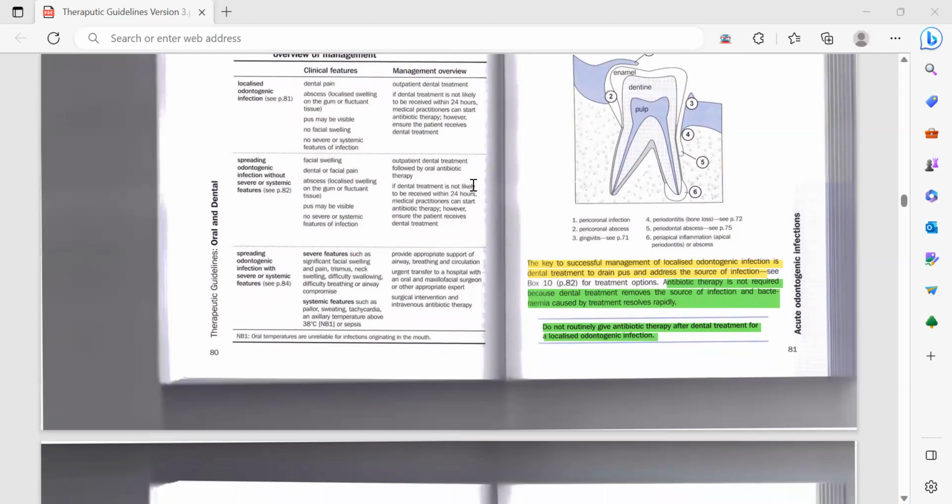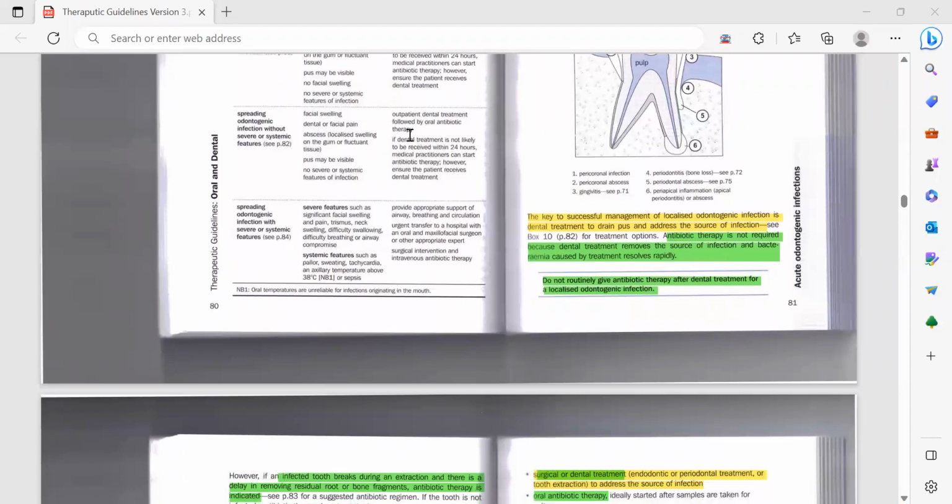Okay. And if the dental treatment is not likely to be received within 24 hours, medical practitioners can start antibiotic therapy. However, ensure the patient receives dental treatment. So here we are only doing the active dental treatment. Here, because there is facial swelling, you need to prescribe the antibiotics as well after doing the active dental treatment.